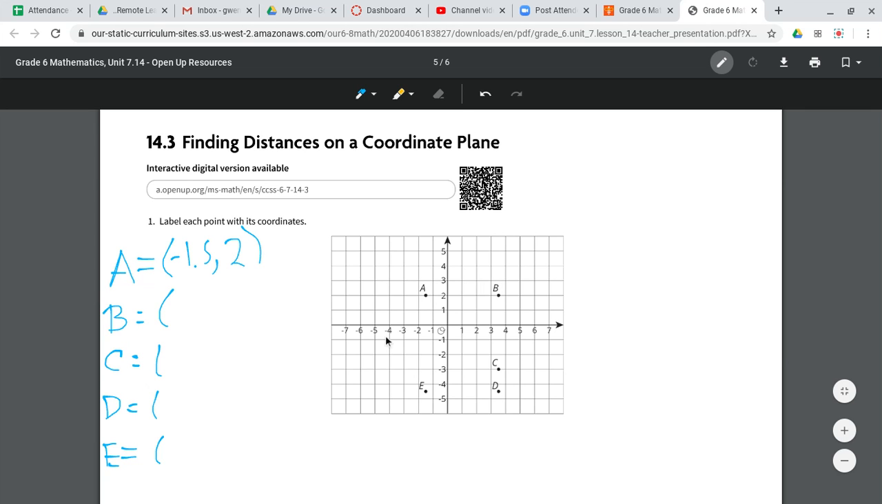Now looking at B, we're over here, so start at the origin, go over, we're at +3.5. And then we went up, also 2. Excellent. For C, we're also, it looks like, at 3.5.